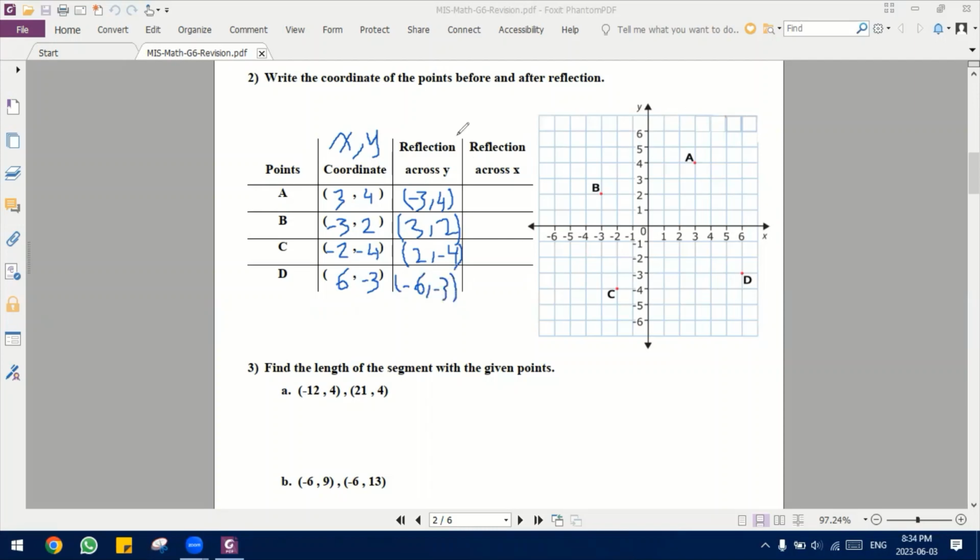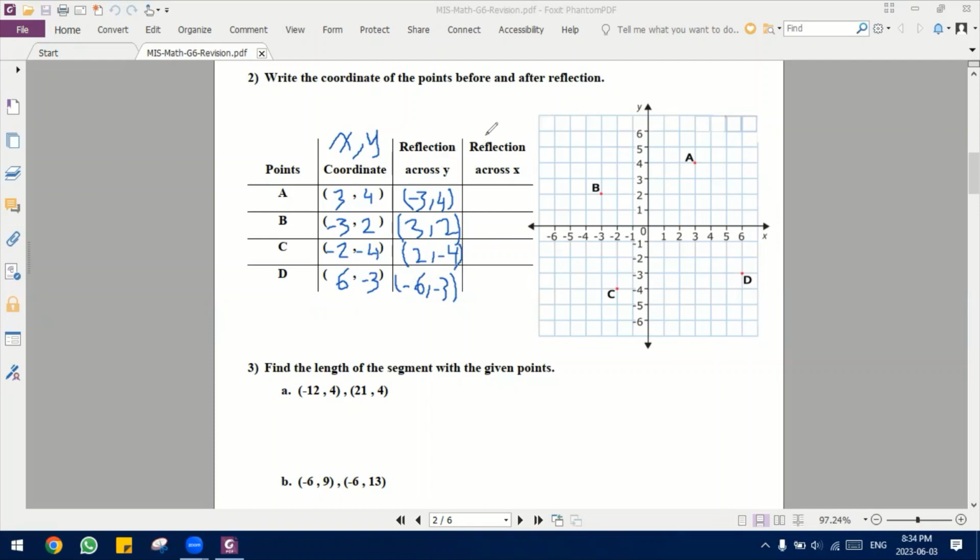So again, let me repeat. When we do a reflection across the y-axis, only the sign of the x value will change. So as we said, in reflection we are doing things as opposite. So memorize it like this. When we say across y, then change the opposite, which means change x, not y.